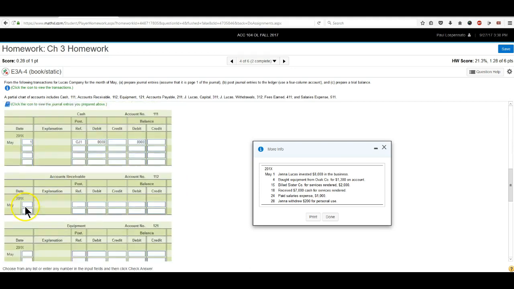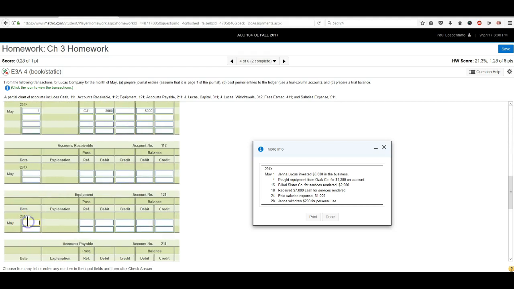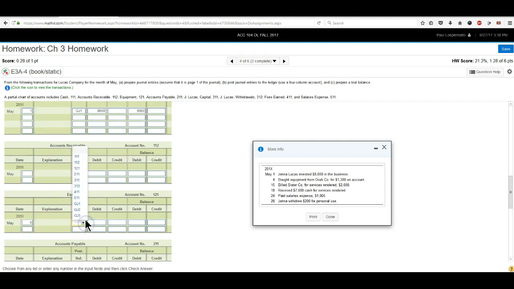So we find the equipment account, May 4th, debit equipment, where'd it come from? General Journal page 1, adding to the asset, okay.